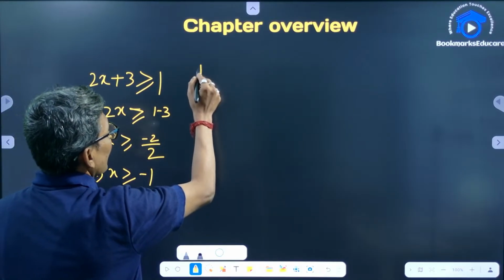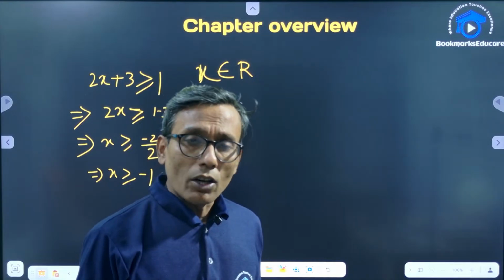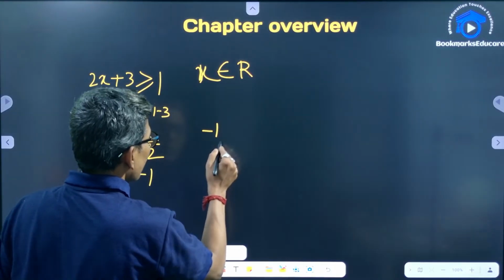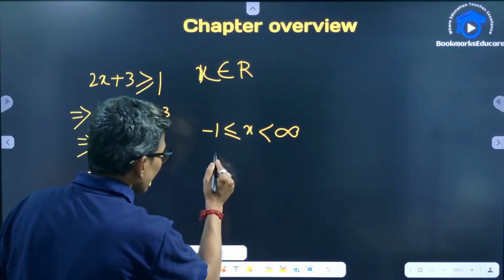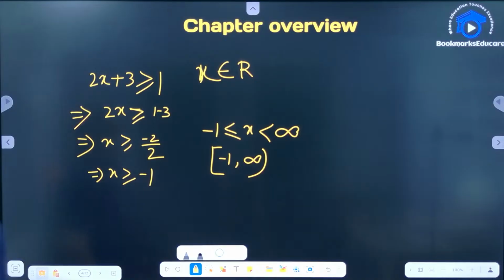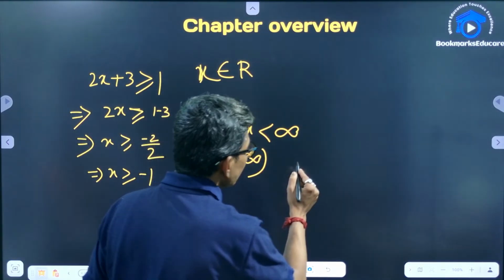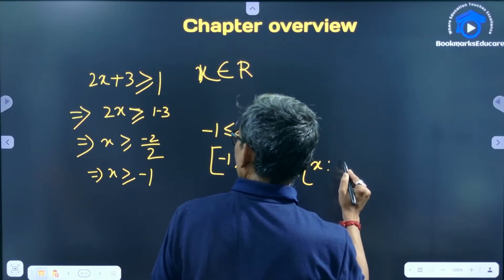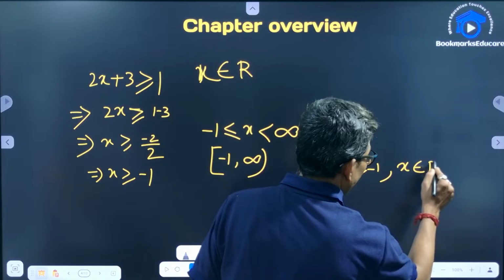So if x belongs to R, where R stands for the set of all real numbers, the solution set will be this, and this can be written in set builder form: x such that x is greater than or equal to minus 1, where x belongs to R.